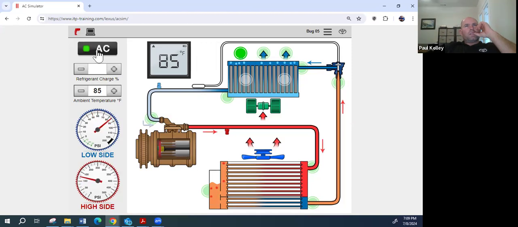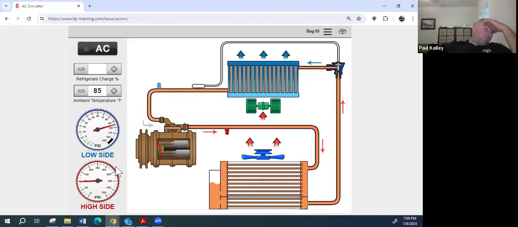All right. We can check our static pressure. What do you guys think about our static reading? At 85 degrees, should we have 95 PSI? Guesstimate. What do you guys think? Anybody care to share? At 85. What do you think? Does that sound reasonable?